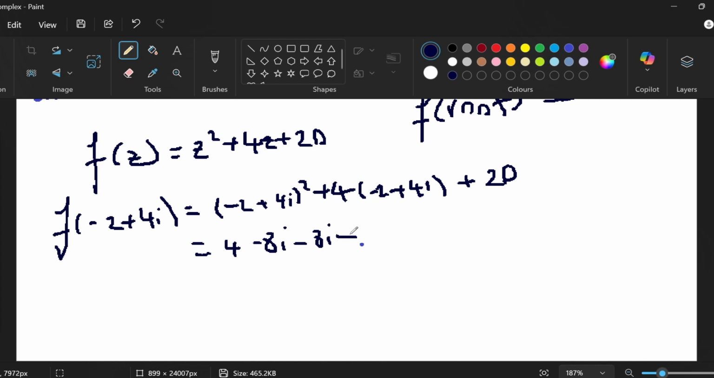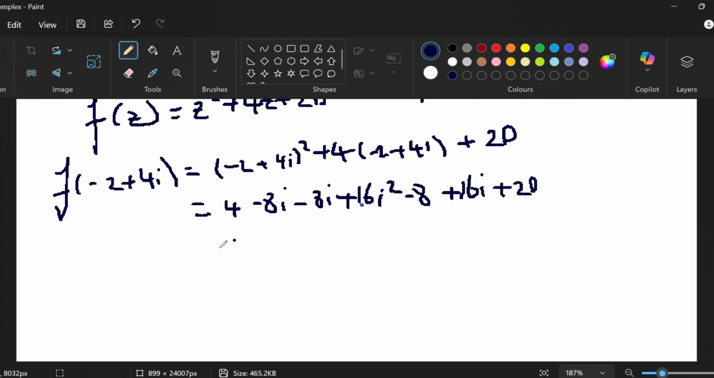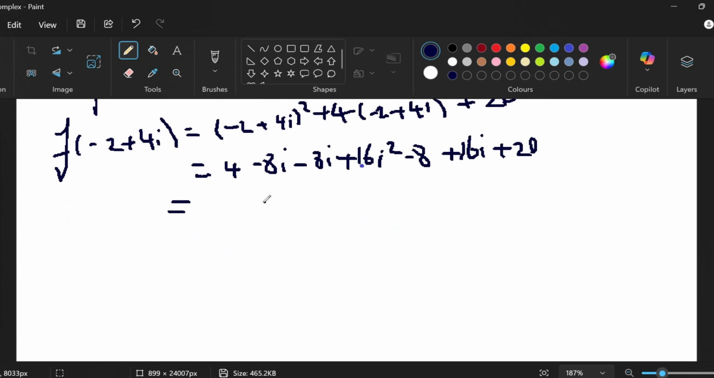And 4i times 4i is 16i squared. 4 times minus 2 is minus 8. 4 times 4i is 16i, and all of this plus 20. Let's simplify this again and see if we can check that it's equal to 0.